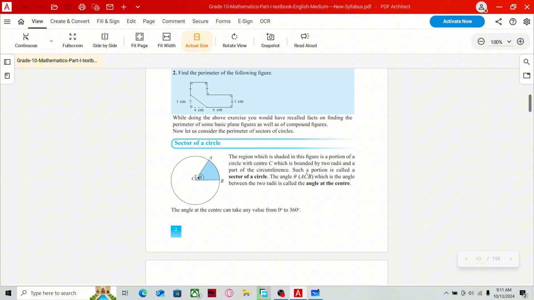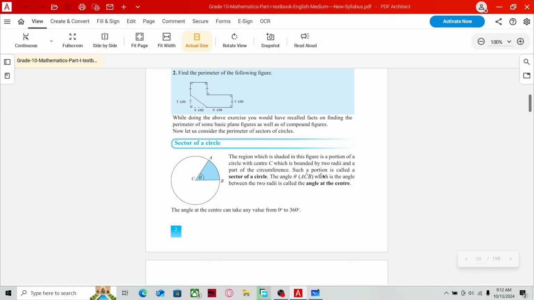Another meaning of sector means like area, right? Not the maths area, I mean like normal area. That area you can call it as what? Sector, right? Yeah, so the region which is shaded in figure is a portion of circle with center C.